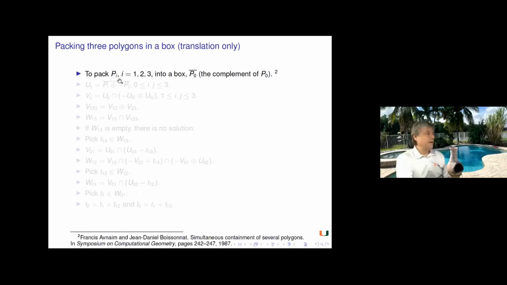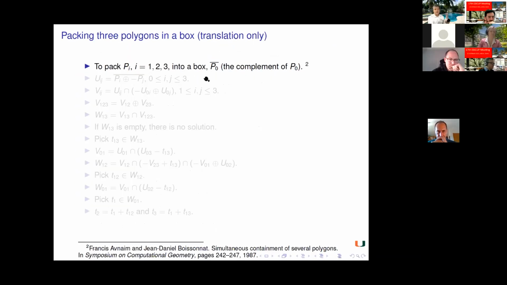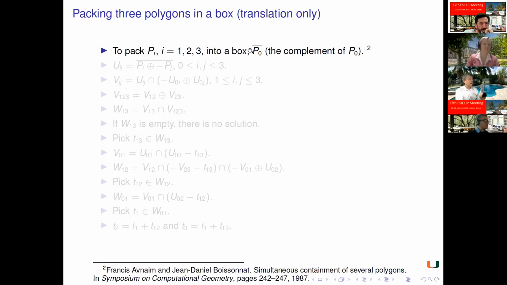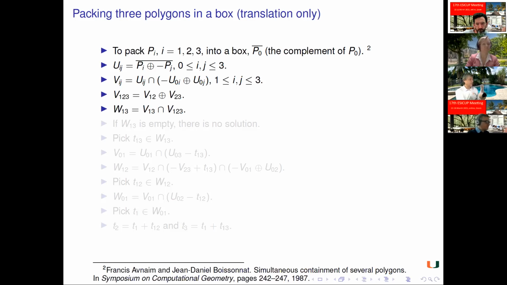Let's call the polygons P1, P2, and P3, and call the complement of the box P0 for technical reasons. So we're repacking, the box itself is a complement of P0, and it makes the formula simpler. If you do that, then you do the Minkowski sum. You can see these are the complements of no-fit polygons. Then you do some intersections and some Minkowski sums, and some more Minkowski sums, and some more intersections, and you get a set. If that's empty, there is no way to put the 3 into the box by translation.